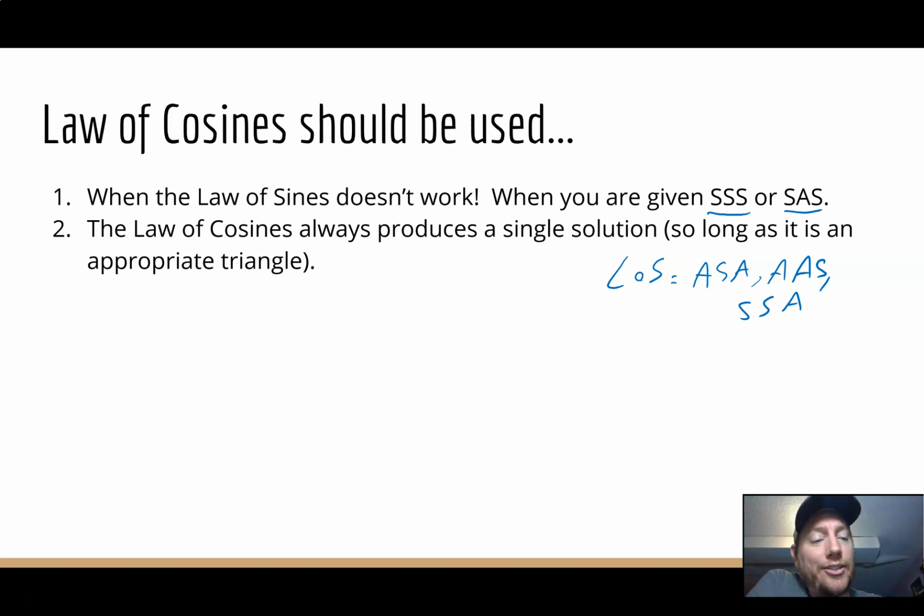Side-angle-side is law of cosines. Those would not work in law of sines. The law of cosines always produces a single solution so long as it is an appropriate triangle. So if you produce an error, then it was an inappropriate triangle. If you're unsure what to use, law of sines or law of cosines, you could fill them all in and see which one works. But it shouldn't be too hard to see if you have side-angle-side, and that's law of cosines.